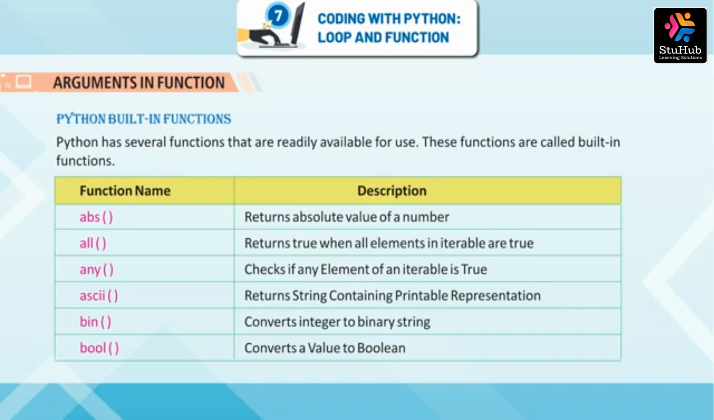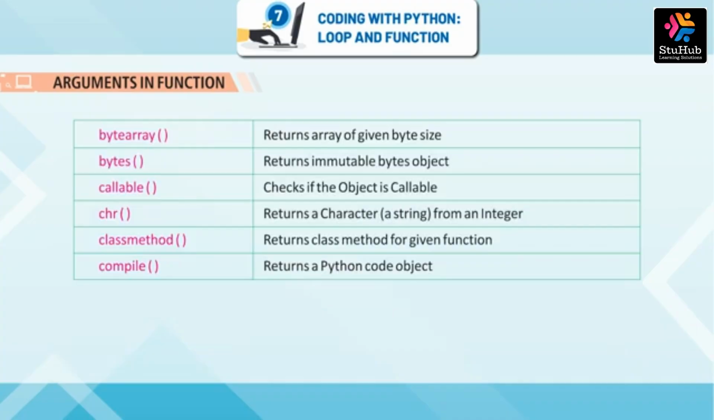ascii returns a string containing a printable representation. bin converts an integer to a binary string. bool converts a value to boolean. bytearray returns an array of a given byte size. bytes returns an immutable bytes object. callable checks if the object is callable. chr returns a character, a string, from an integer.